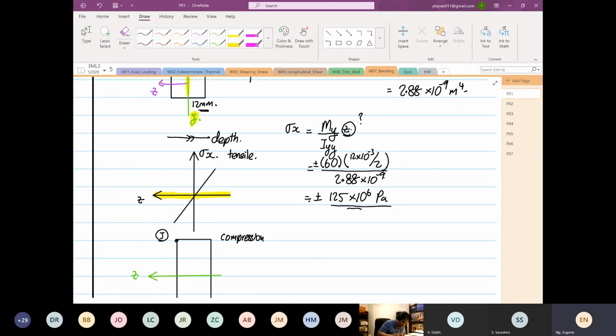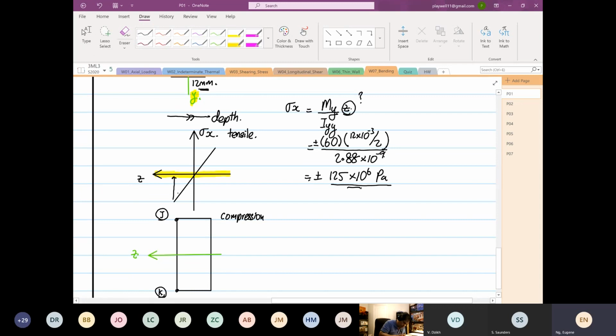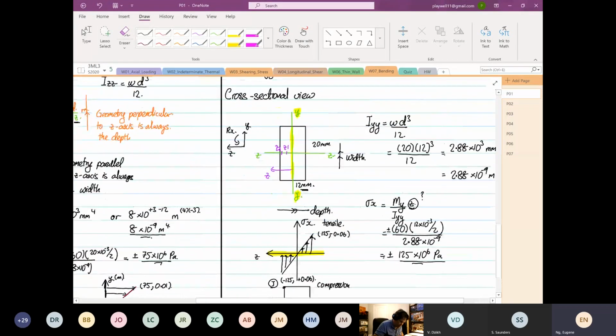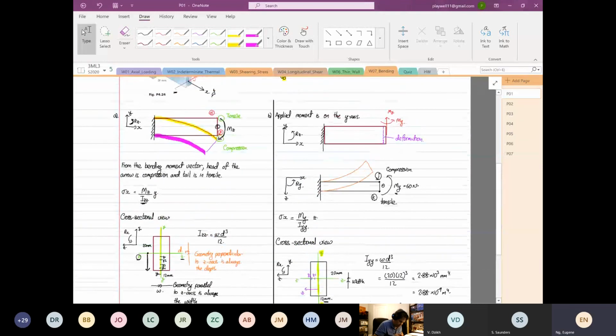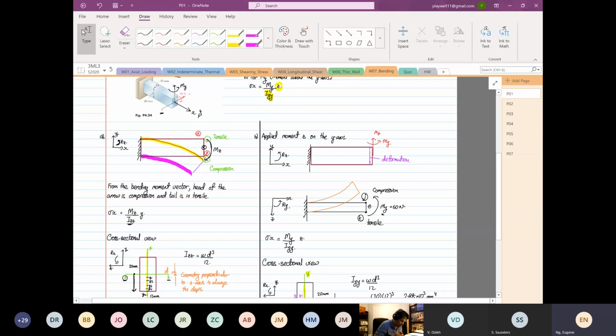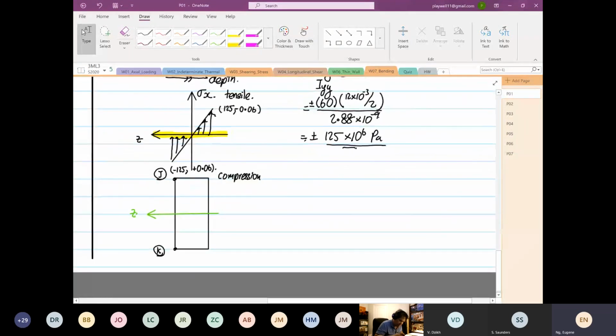Right, so over here is going into compression, pushing into the material, and then tension. So this will be equal to 125, your stress, and the distance now is 0.06 or minus 0.06. Right, so this is equal to minus 125, okay, times 0.06. Okay, so this is your stress profile. So what did we learn down here? Okay, so this you can see for yourself, right? The difference in value where you either take moment in X or moment in Z, or moment in Y.